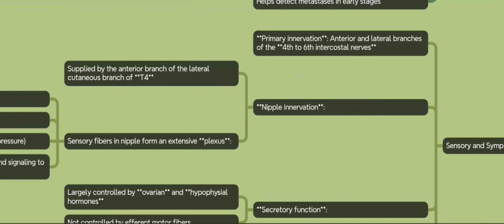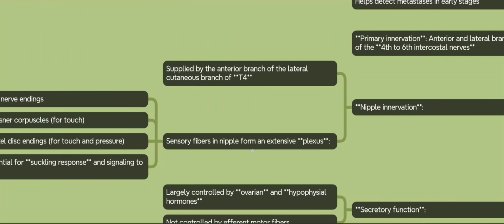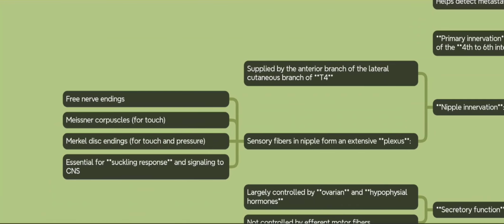What about the nipple? The nipple is supplied by the anterior branch of the lateral cutaneous branch of T4. So the nipple is basically supplied by T4. Sensory fibers in the nipple form an extensive plexus. So why do we need an extensive plexus? They are free nerve endings. They have Meissner corpuscles for touch, and Merkel disc endings for touch and pressure. Why is it essential? For the suckling response, to signal the CNS that there's a baby sucking on the nipple.